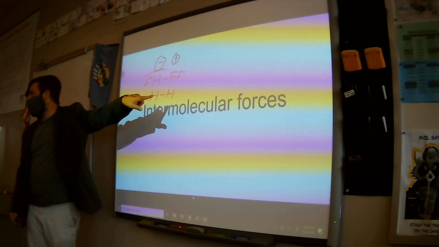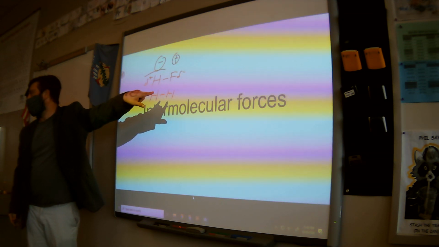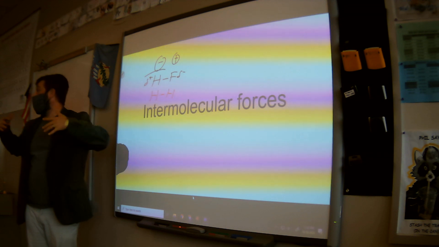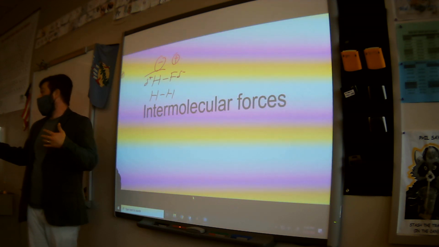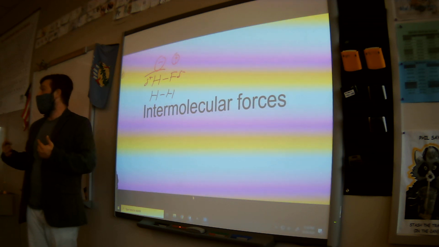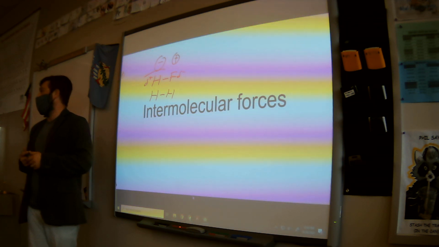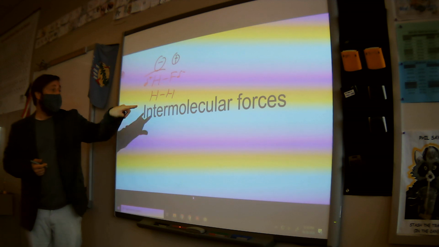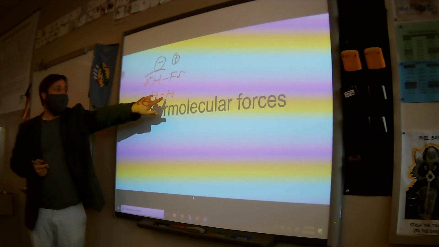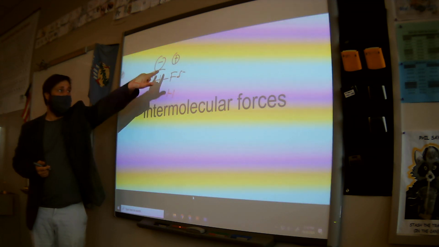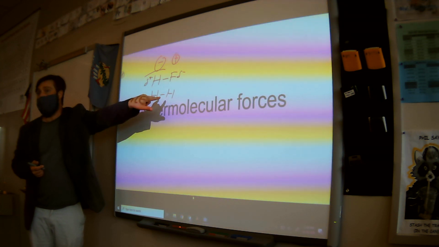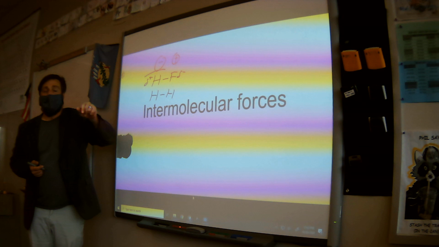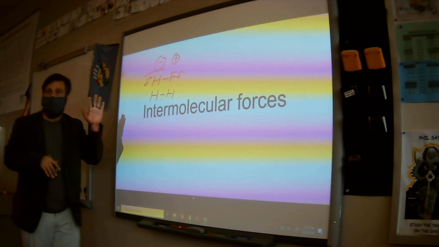Nonpolar bonds. Where are the electrons? In the middle. Everywhere, right? Evenly distributed all across. What's the charge difference? Yeah, there is none, right? Nonpolar things, not a whole lot of charge difference there. So that means that based on strength, this is the weakest one, right? We all good so far? Okay. Metallic is a little bit weird. I'm going to skip over that.